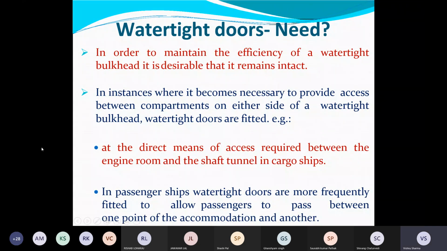Okay. Fine. Now, in passenger ships, watertight doors are more frequently fitted to allow passengers to pass between one point of the accommodation to the other. If you want to see where a watertight door is fitted, if you have been on maybe ro-ro ships or passenger ships, then sometimes below the bulkhead deck or the freeboard deck, you may have an opening on the side for the pilot to come in. If it is so, then there would be a watertight means of closing that also, so that door will also be a watertight door.